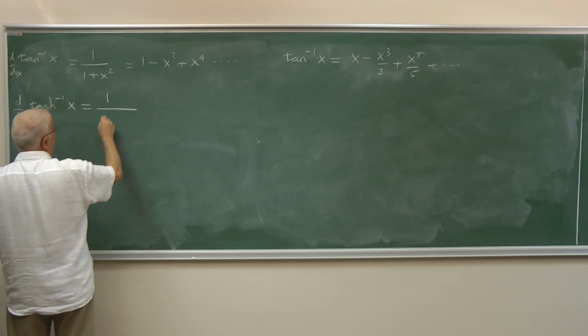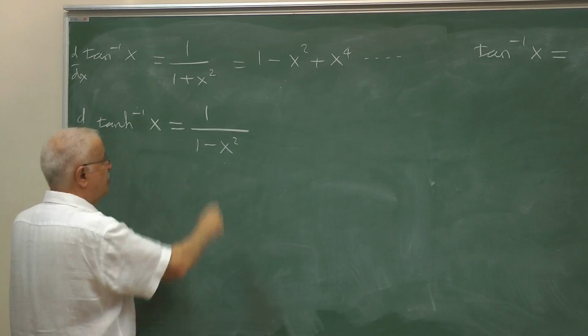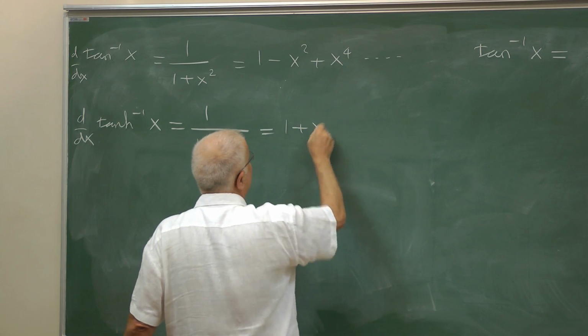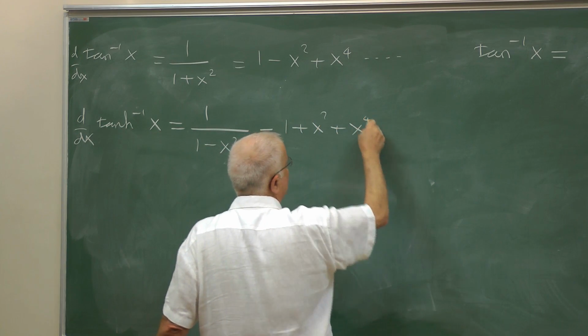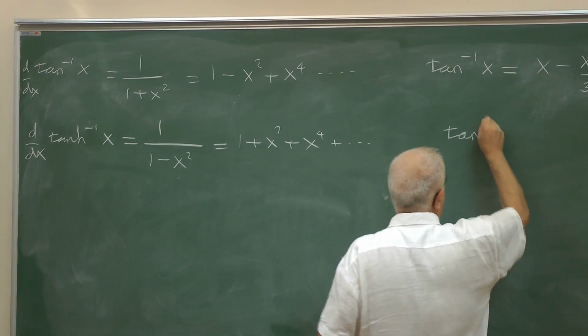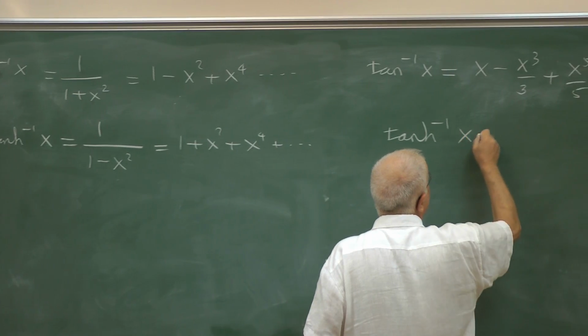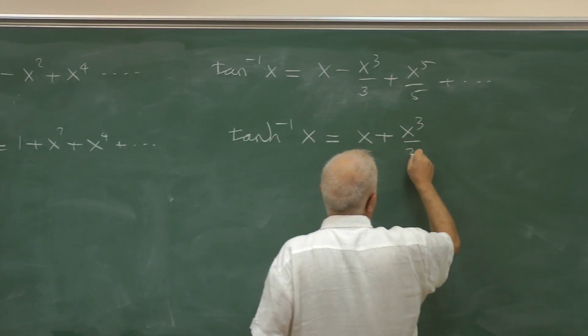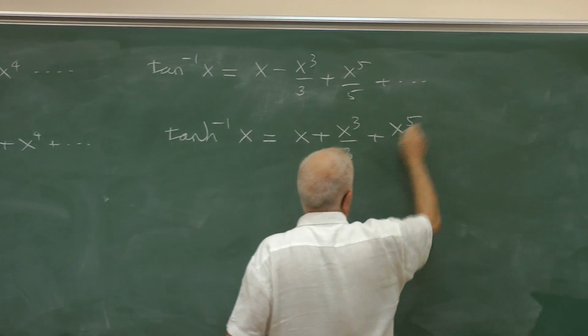Its derivative is 1 minus x squared in the denominator, which is 1 plus x squared plus x to the 4th, and therefore hyperbolic tangent inverse x is x plus x cubed over 3 plus x to the 5 over 5.